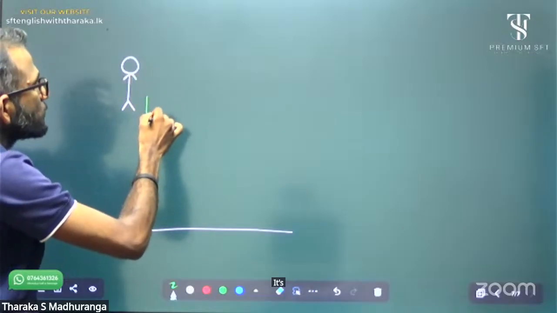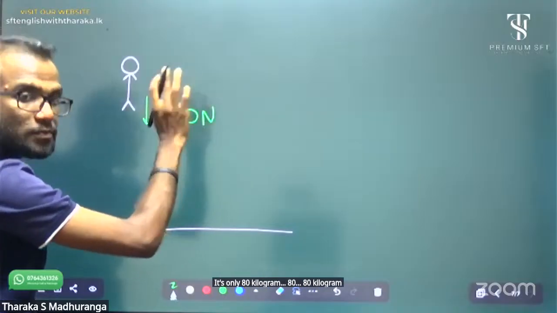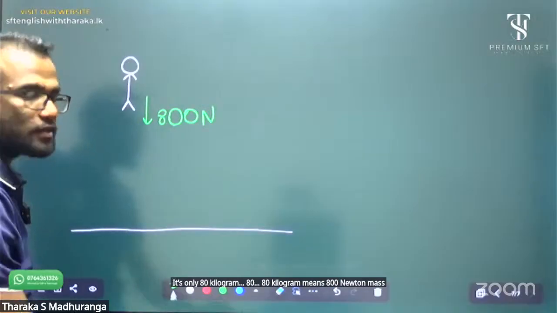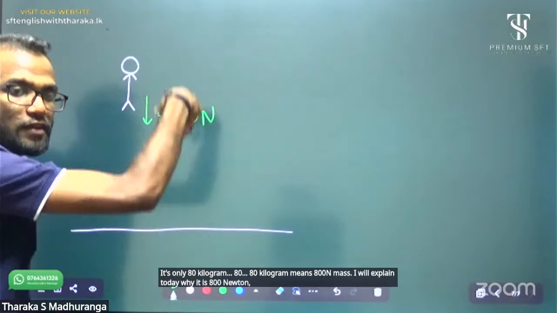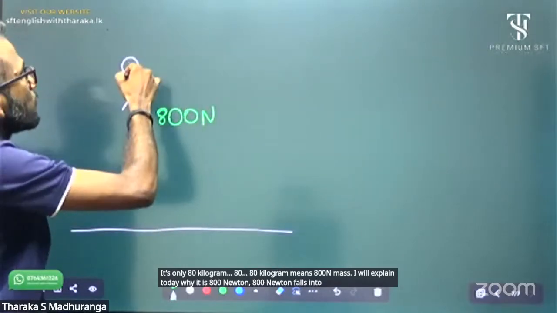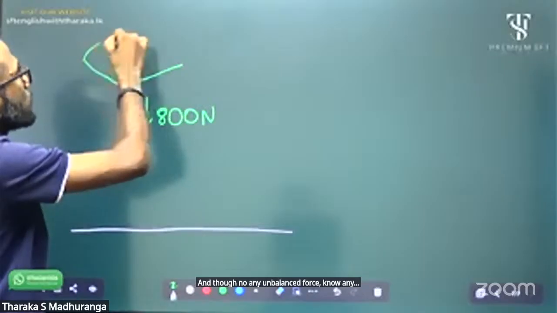It's only 80 kilogram. 80 kilogram mass means 800 Newton. I will explain today why it is 800 Newton. 800 Newton falls downward. That's what we call weight, right? Weight 800 Newton. And there is no unbalanced force, no force upward.